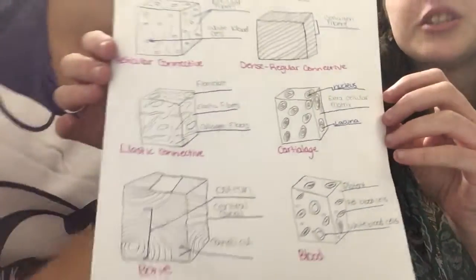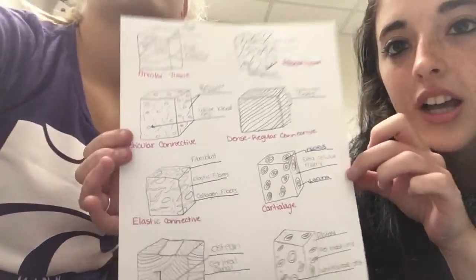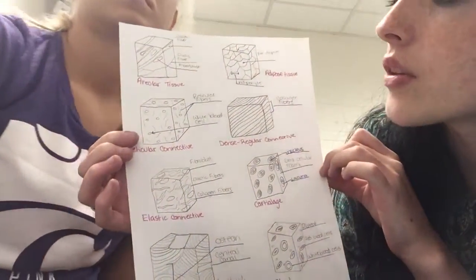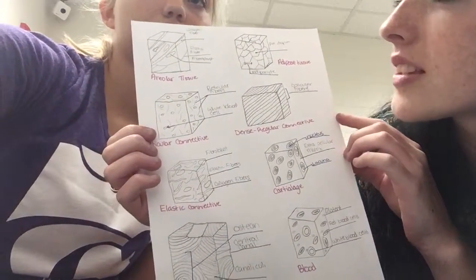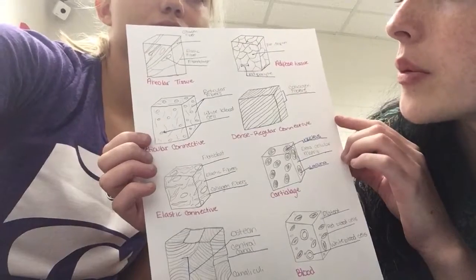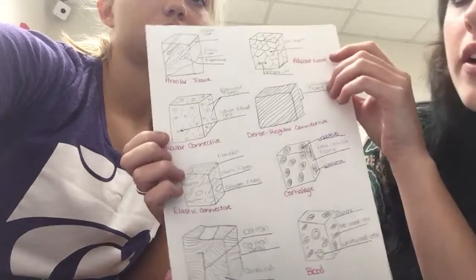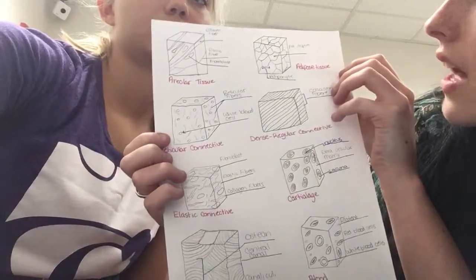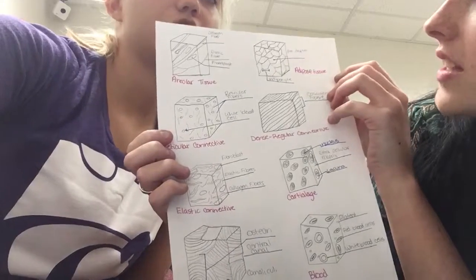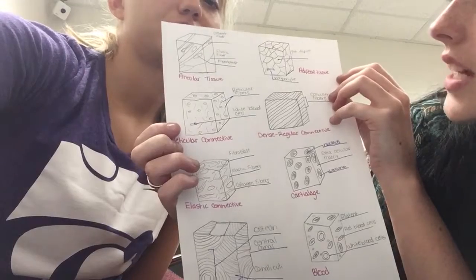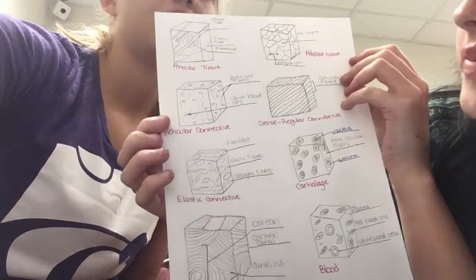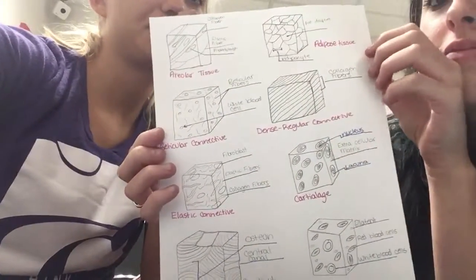Okay, here's some of the tissues in connective tissue. The first one is areolar tissue, and it has collagen fiber, elastic fiber, and fibroblasts. Another one, which is in this corner, is the adipose tissue, and it has fat droplets and adipocytes. And it does insulation and protection.